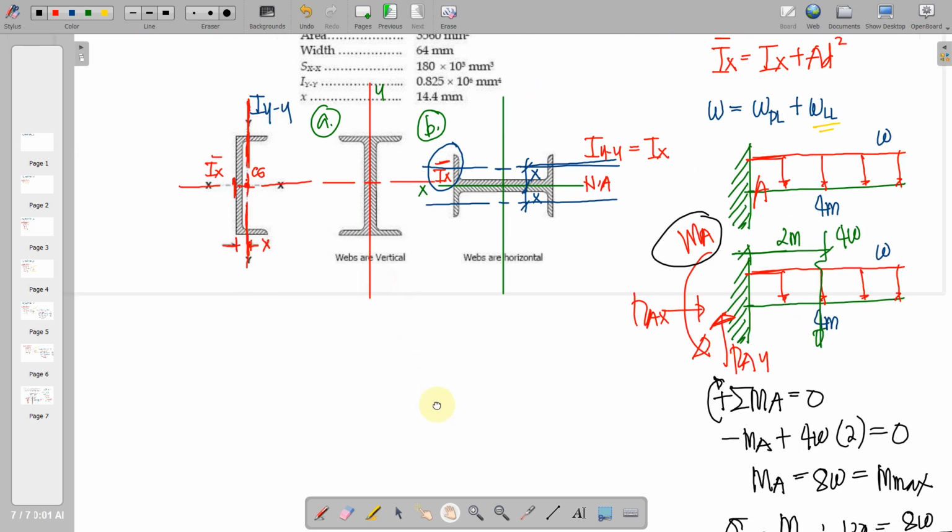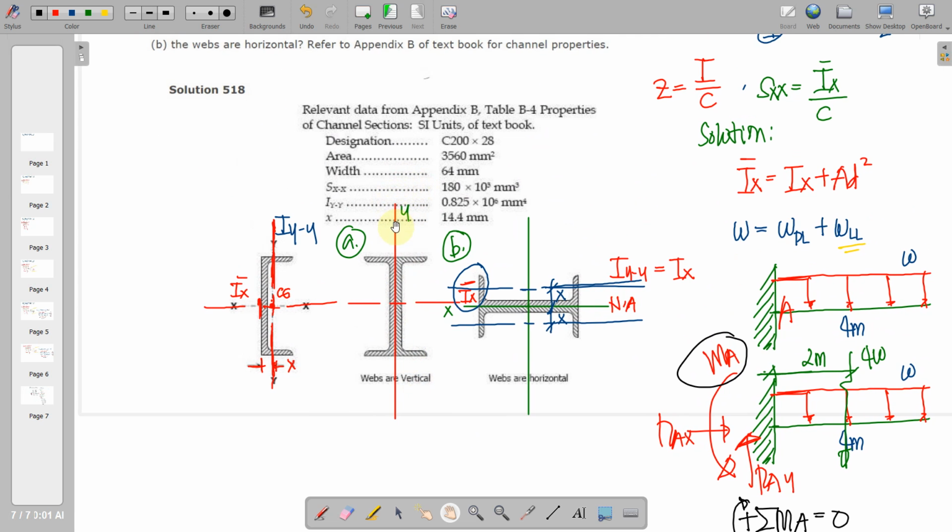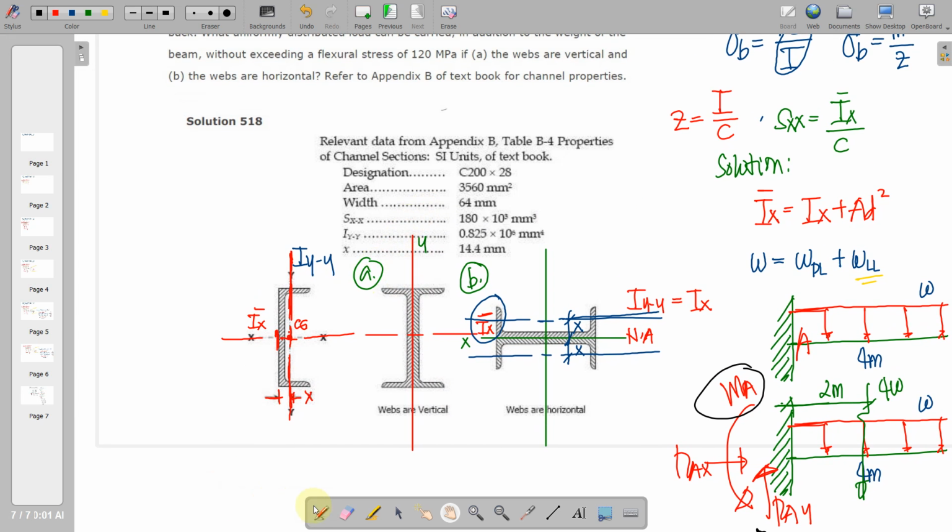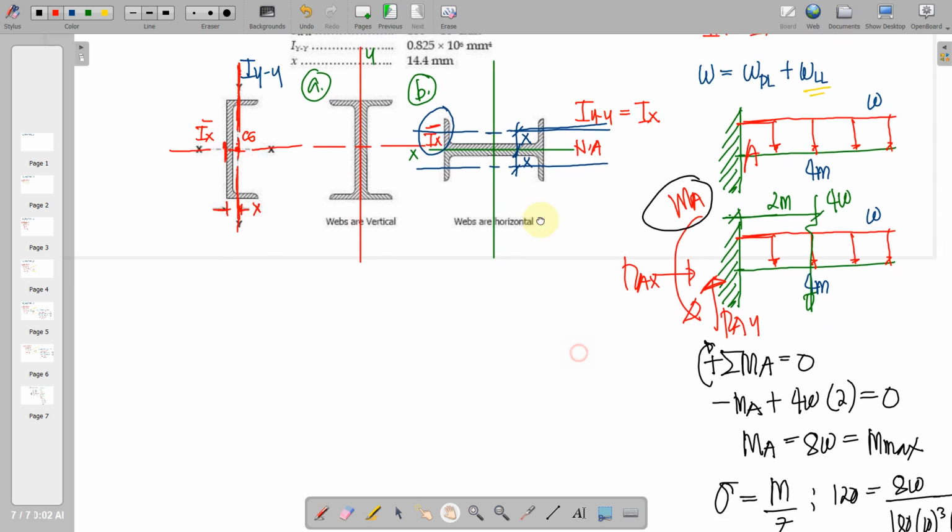Basically the dead load here is the self weight. What is the weight here? C200 by 28. So if we recall back our table, this is the overall depth. Okay, overall depth H, and this is the weight in kilogram per meter. So therefore we can now determine the dead load. Just multiply this by 2 because there are two channels.